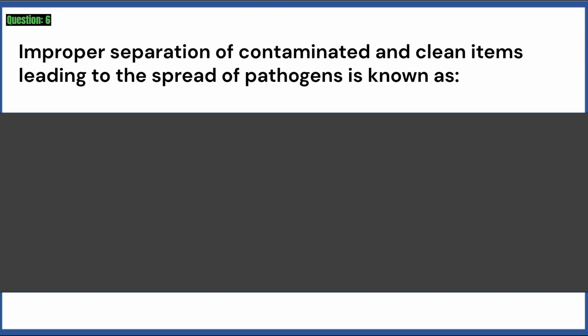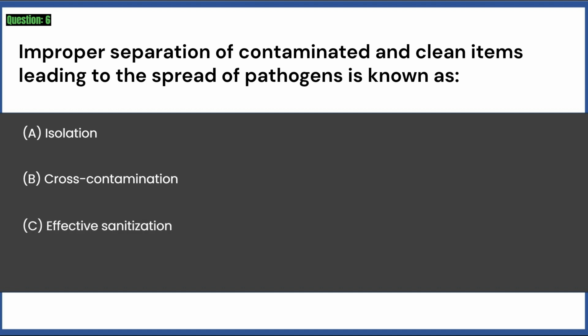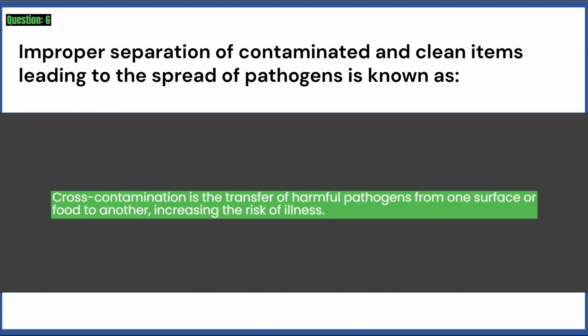Improper separation of contaminated and clean items leading to the spread of pathogens is known as: A. Isolation. B. Cross-contamination. C. Effective sanitization. D. Adequate separation. Answer: B. Cross-contamination is the transfer of harmful pathogens from one surface or food to another, increasing the risk of illness.